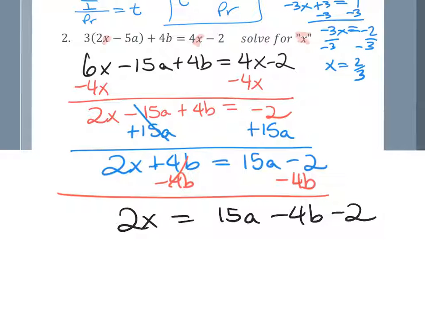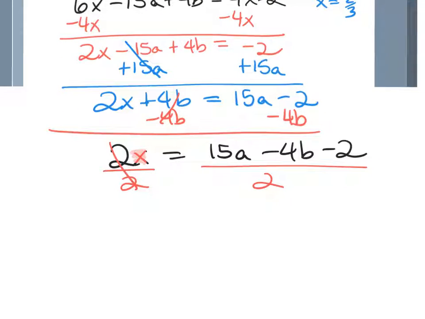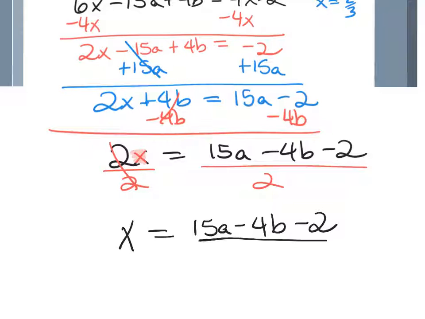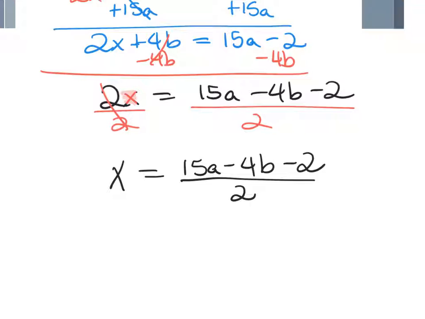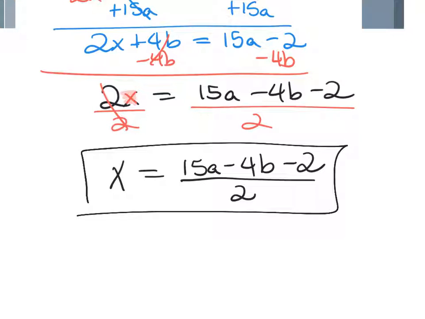And now I have one last step. Remember, we wanted to get x all by itself, so I'm going to divide both sides by 2. And now my final answer is x is equal to 15a minus 4b minus 2, all divided by 2. Now, you can leave it like this. However, if that 15a were something that I could have divided by 2, I would divide it. Now, if you want to divide this, you can, but if you think you're going to make a careless mistake dividing, I would leave it like this.